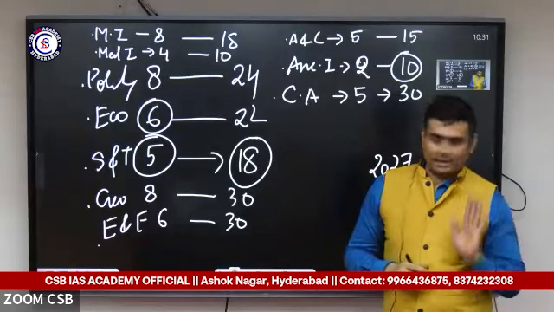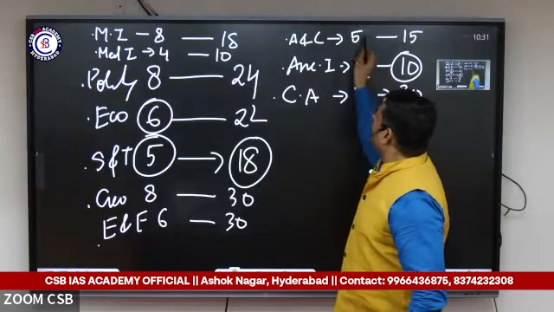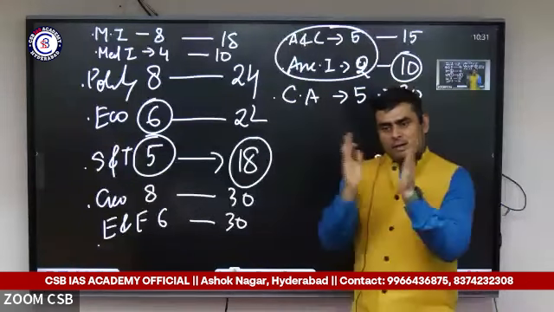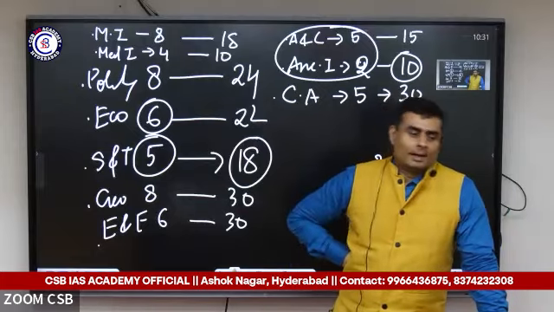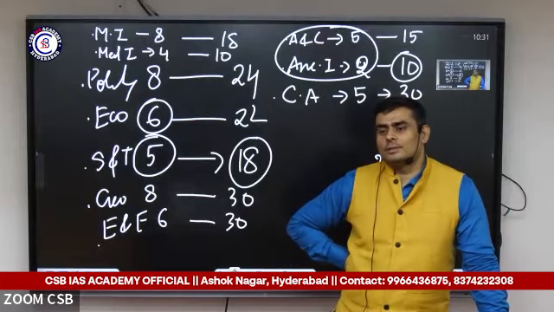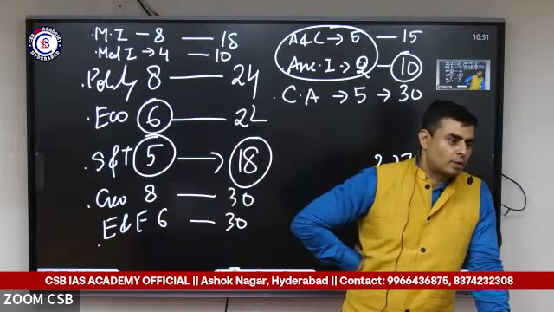Fine. 9, 10. Here I will do what? Ancient and art and culture, I will club in 1. So total how much? 9 sections. Total how many questions? 9000 questions.